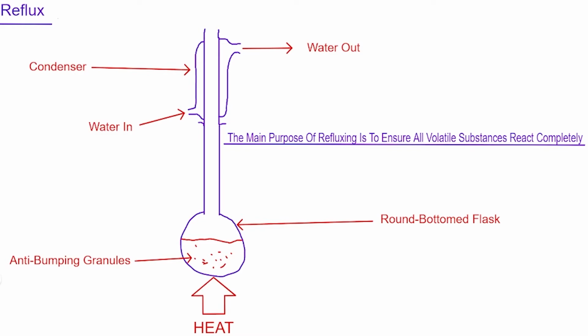The anti-bumping granules present are added to your solution to ensure that it boils more smoothly. And one very useful application of refluxing would be with the oxidation of a primary alcohol with acidified dichromate, when you only want carboxylic acids to be produced, as volatile reactants would need to be fully oxidized from primary alcohols to aldehydes and then carboxylic acids.